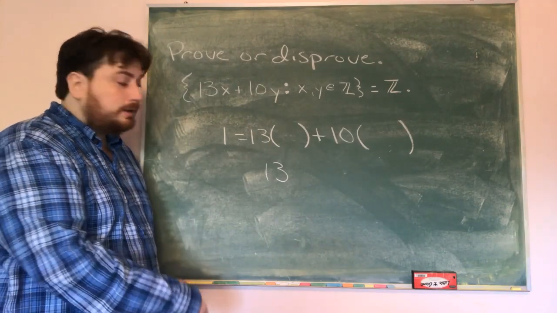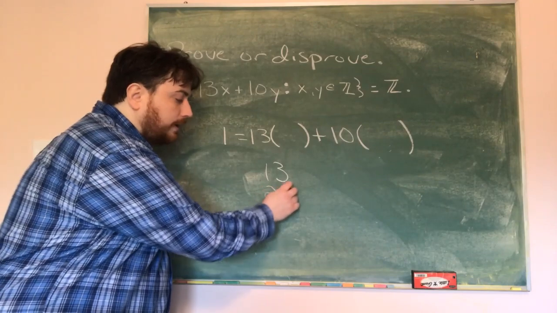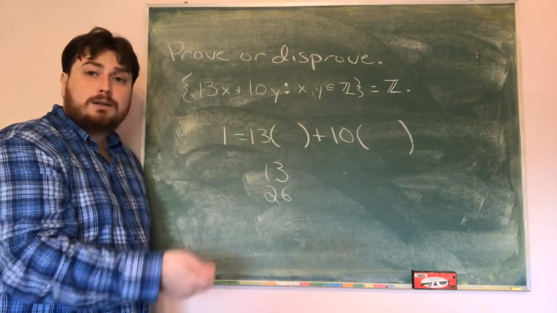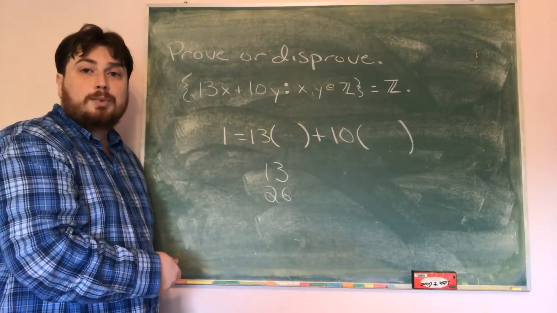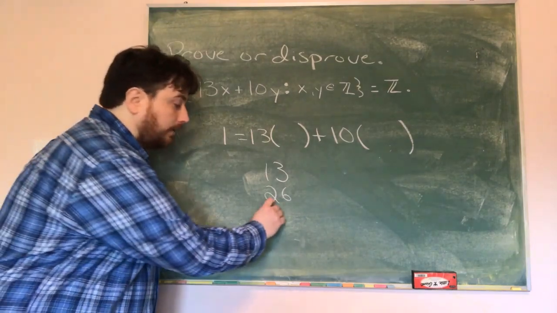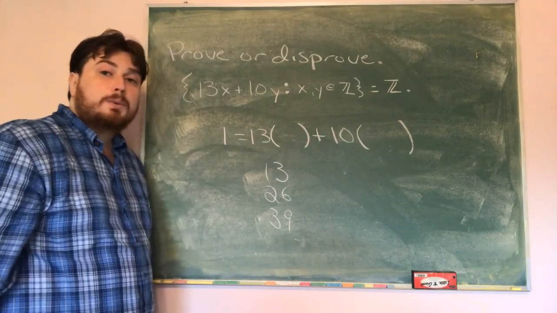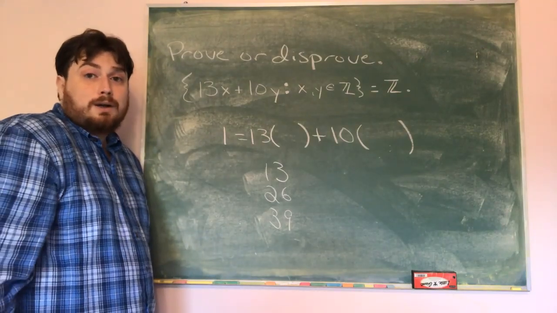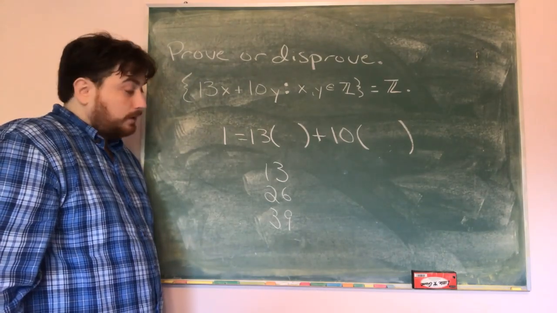So let's try 13 times 2. Then I get 26. How close is that to a multiple of 10? It's off by 4, which is not the one I was hoping for. So I'm going to try again with 39. How far is that off from a multiple of 10? Notice now it is off by exactly 1.